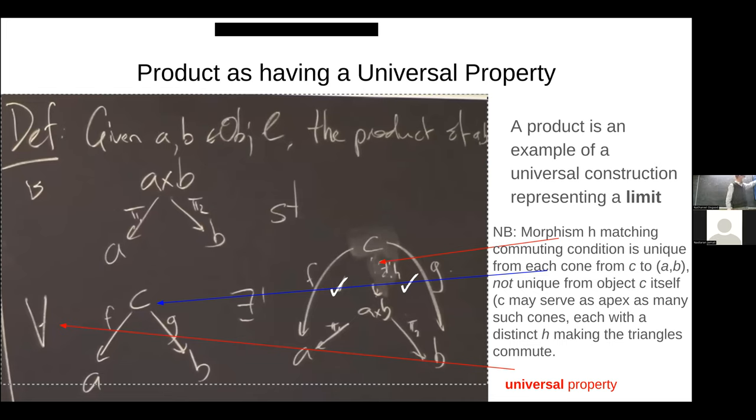So A cross B here is a set of pairs, right? It's an object in Set, which is a set. It's a set of pairs. I want to make sure no one thinks that it's a pair with the first element having the whole set A and the second element having the whole set B. No, no, no. It's a set of pairs. Each of them is a pair, right? That bundles together information on A and information on B. And specifying F and G uniquely determines H.